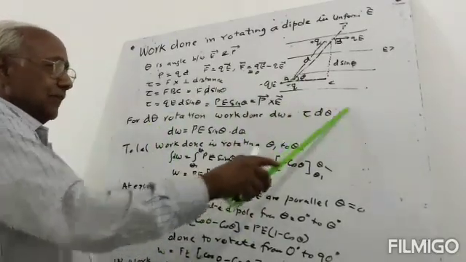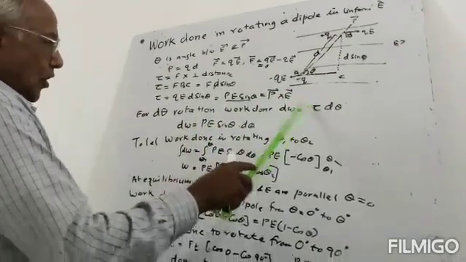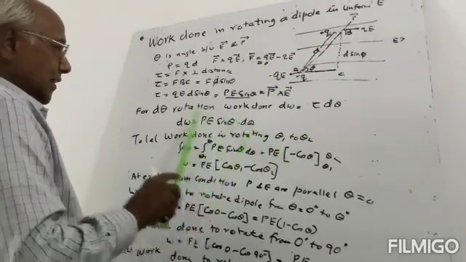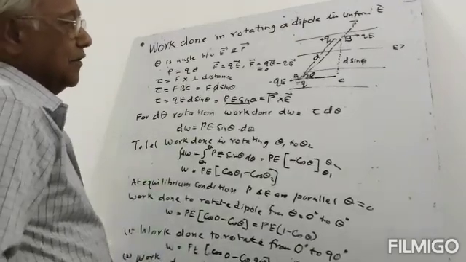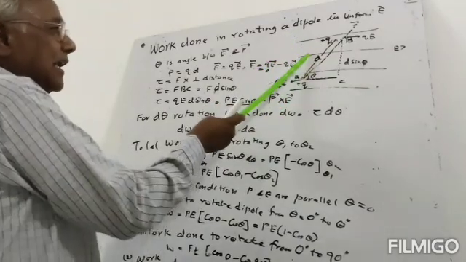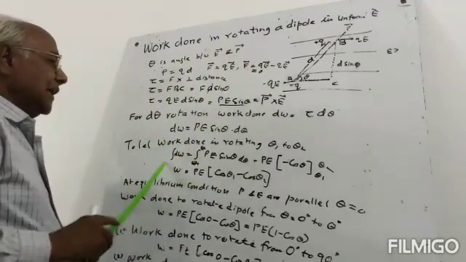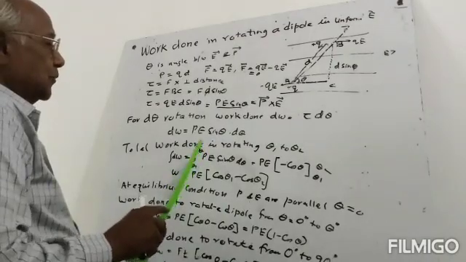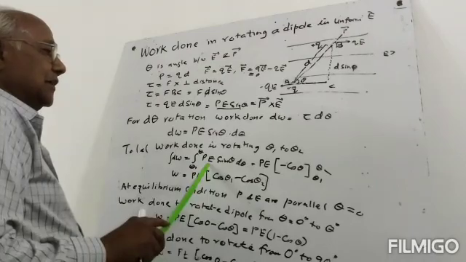So this will be the small work done, dW, which will be equal to, now we put the value of torque, pE sin theta multiplied by d theta. This will be the small work done. So we have to find the total work done when we rotate this dipole from angle theta 1 to the final angle theta 2. Then we will have to take the integration. Then integrate, dW will be equal to, limit of integration theta 1 to theta 2, pE sin theta d theta. Now p is constant, E is constant.